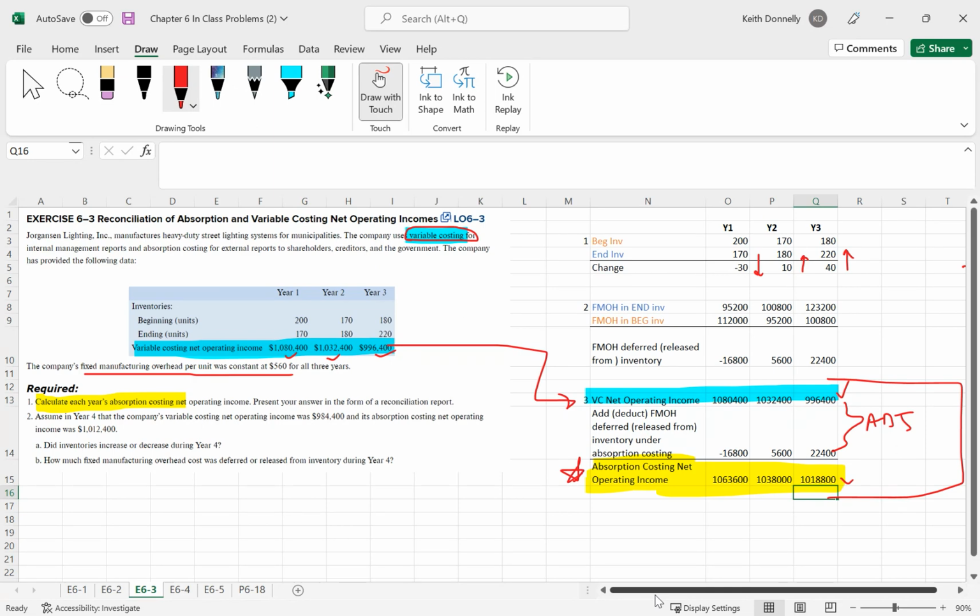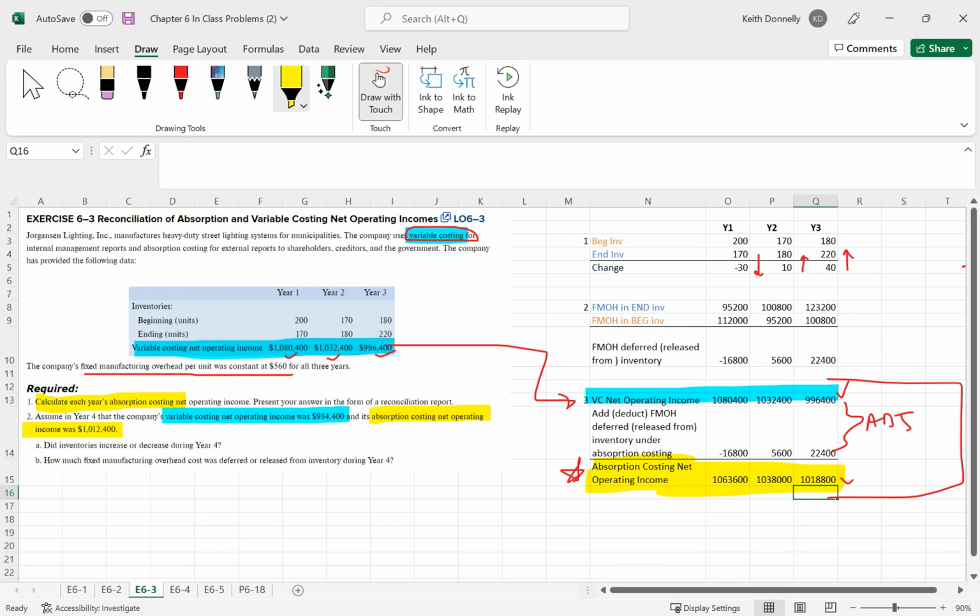All right, 2 here, it says in year 4, the company used variable costing. Net operating income was $984,400. And absorption costing net operating income was $1,012,000. So let me just, right, they're saying in year 4 we had that for variable costing, and then in our absorption costing we had the $1 million there. First off, A, they want to know, did inventory increase or decrease during the year? And B, how much of fixed manufacturing overhead costs was deferred or released from inventory during year 4?